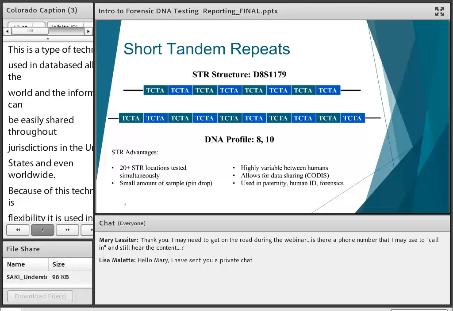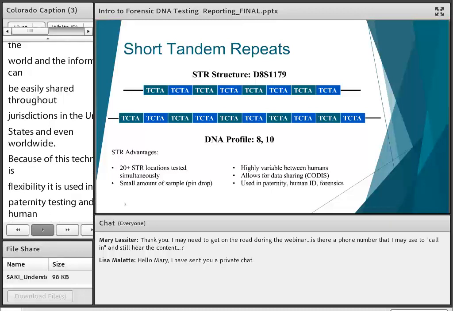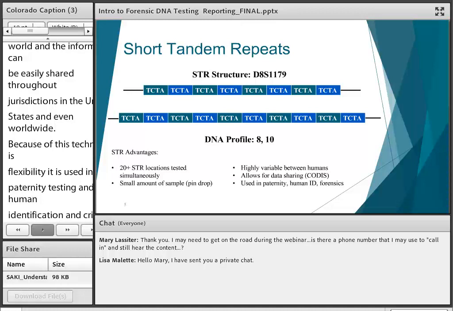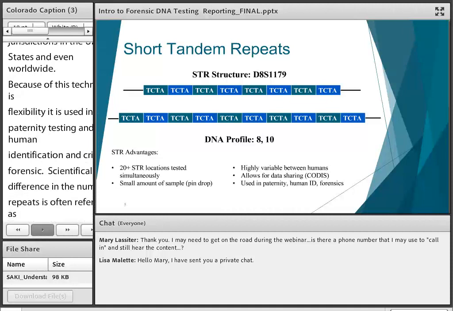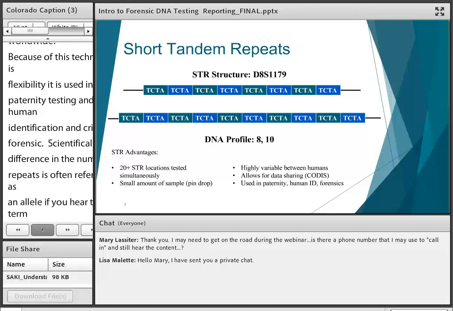Scientifically, the difference in the number of repeats is often referred to as an allele, if you ever hear that term, and the locations that are tested are referred to as loci. I'm going to try to prevent using those words during this presentation, but those are common scientific representations of this as well.